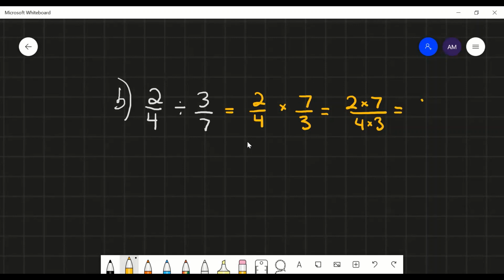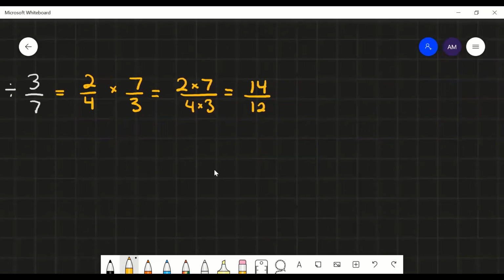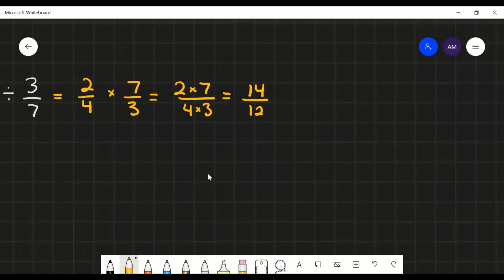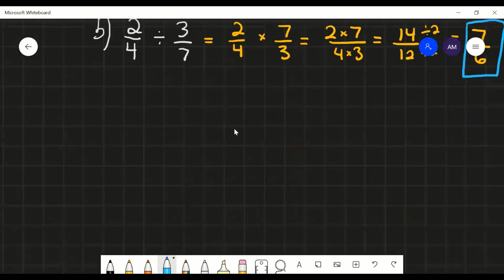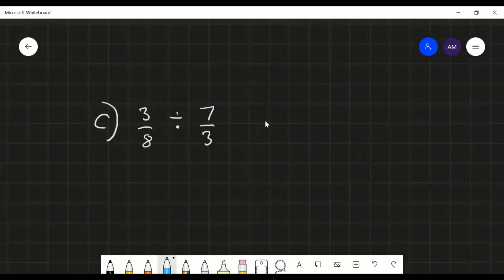2 times 7 is 14. 4 times 3 is 12. And can this be reduced? Well, yes. I can divide both of these numbers by 2. So 14 divided by 2 is 7. 12 divided by 2 is 6. This is our final answer. This is the reduced form of the fraction. Let's go on to the next question here.